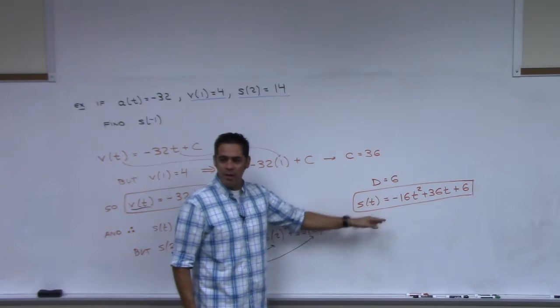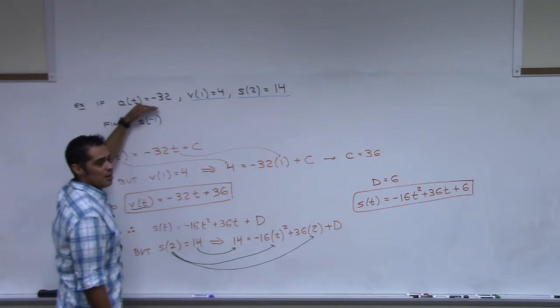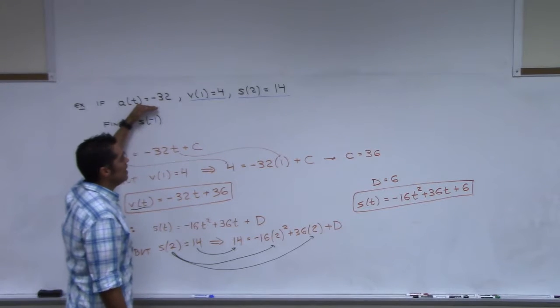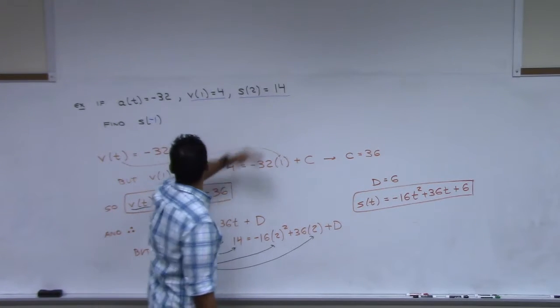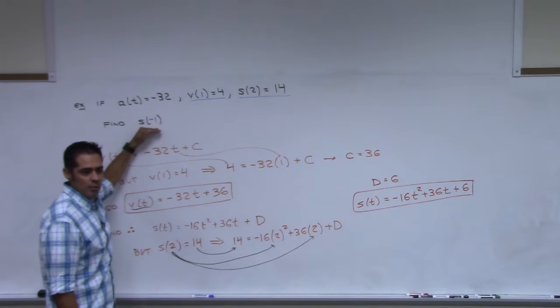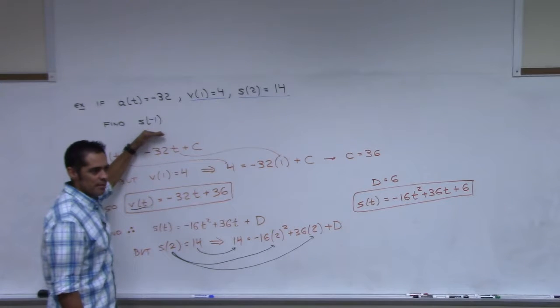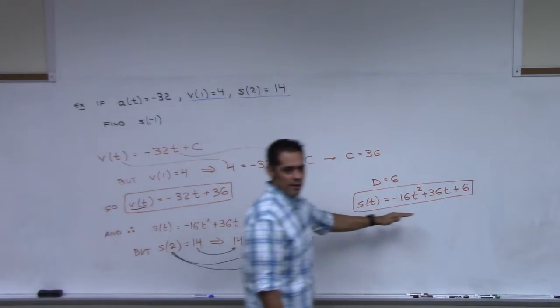Right? So what it's saying is, hey, look, this thing is accelerating with this function. Its velocity at 1 is 4. Its position at 2 is 14. Tell me where it is at negative 1. That's what this would be saying. You still have to go and recover the whole function, though.